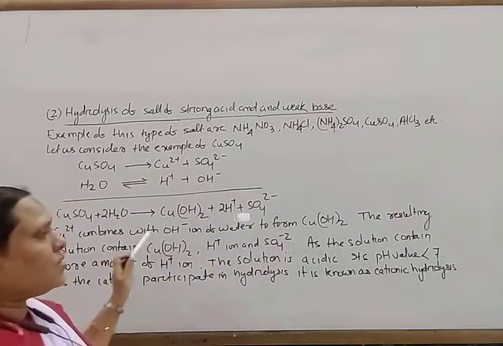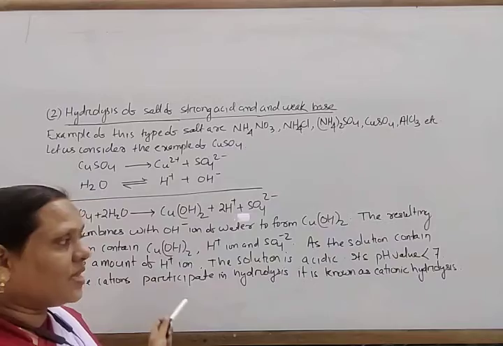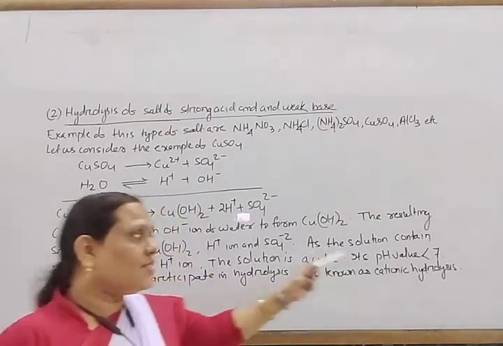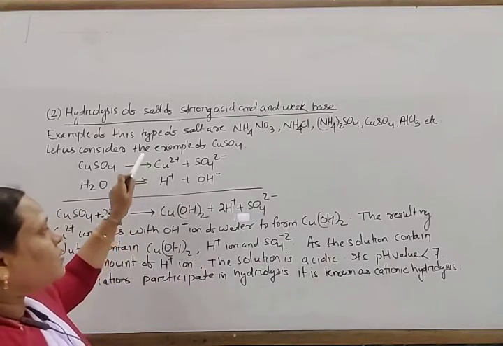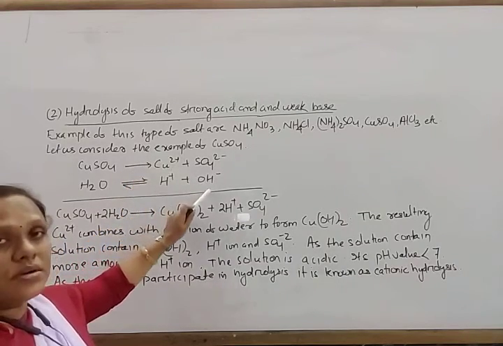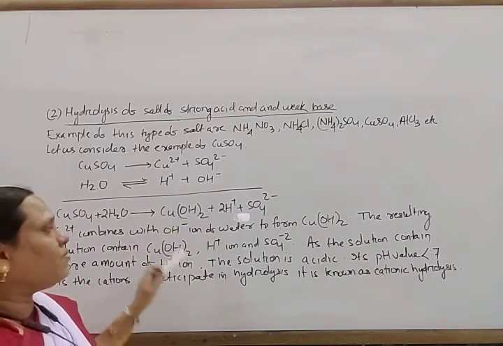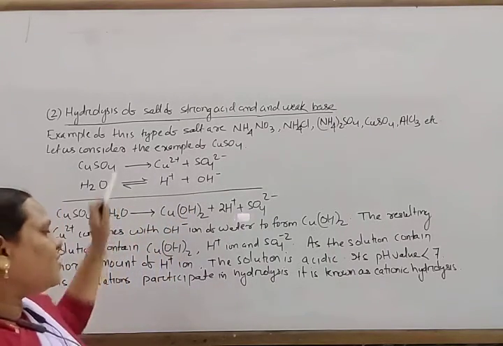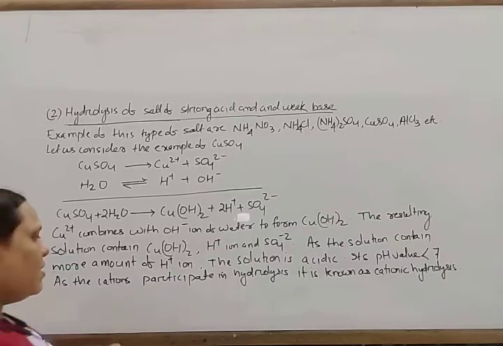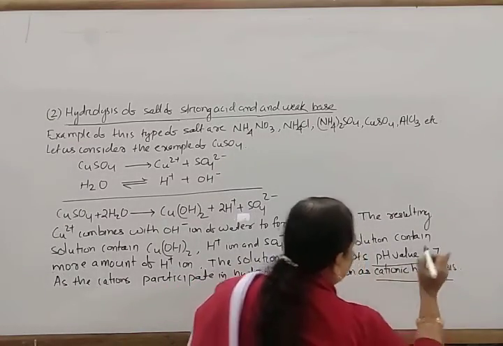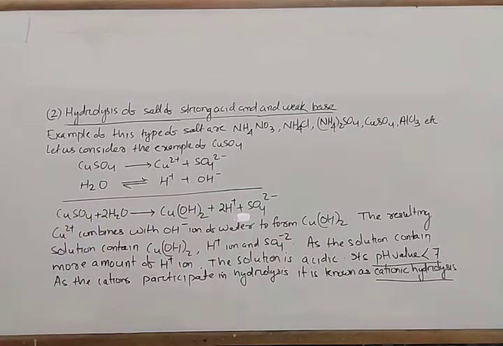As the solution contains more H+ ion, the solution is acidic and the pH value is less than 7. As the cation of the salt combines with the OH- ion of water to form copper hydroxide, this type of hydrolysis is called cationic hydrolysis. This is cationic hydrolysis. Note down this.